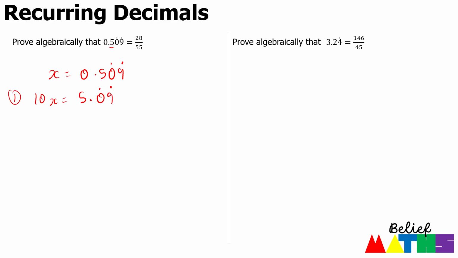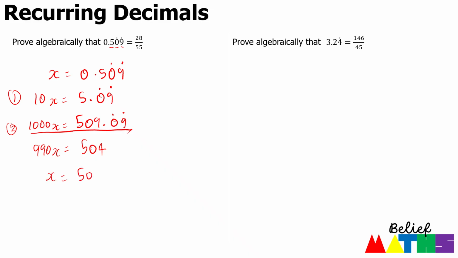And equation 2 then, if you look, you've got 1, 2, 3 places, so that's 1, 2, 3 zeros, that's 1000x is equal to 509.09 recurring, and that's my equation 2. Now I'm doing equation 2 minus equation 1, so that's 990x is equal to 504, because 509, again, the recurring decimals cancel, you get 509 minus 5 is 504. X equals 504 divided by 990.